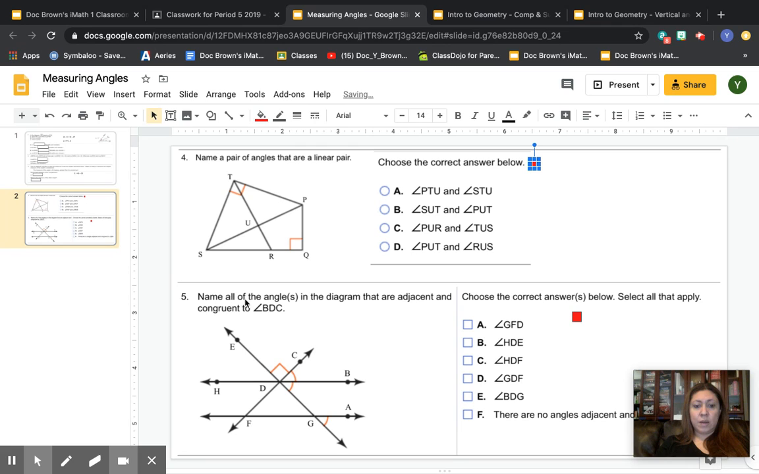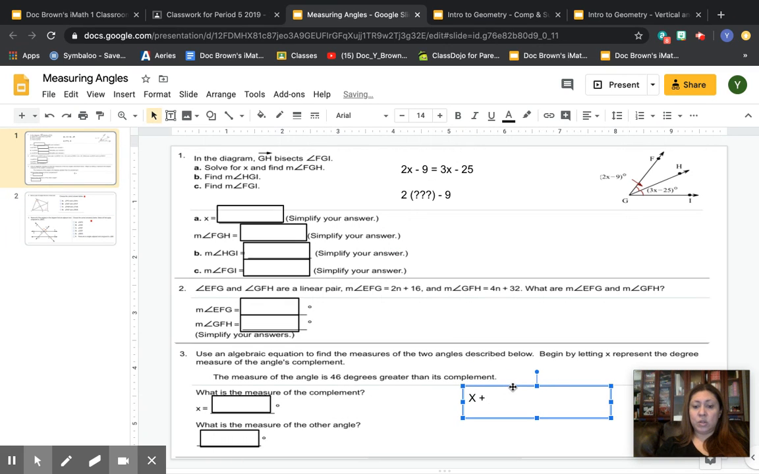And then here, name all the angles in the diagram that are adjacent. Adjacent means next to. And congruent, meaning that it should have one of these little tick marks, because these tick marks mean that they are equal to each other. Choose the correct answer below, select all that apply. If you move this guy, notice how there's only one. That means out of all of these, only one is the answer. So make sure to do that.